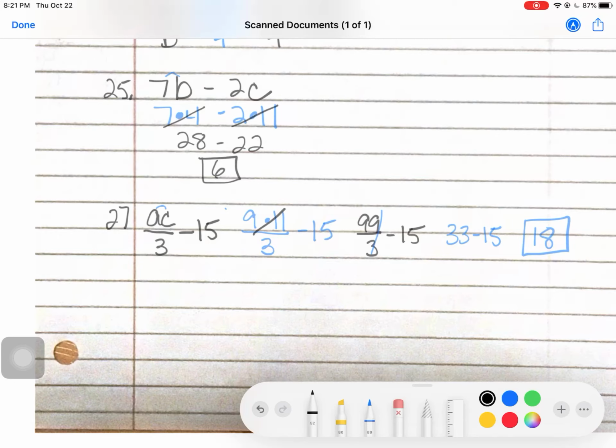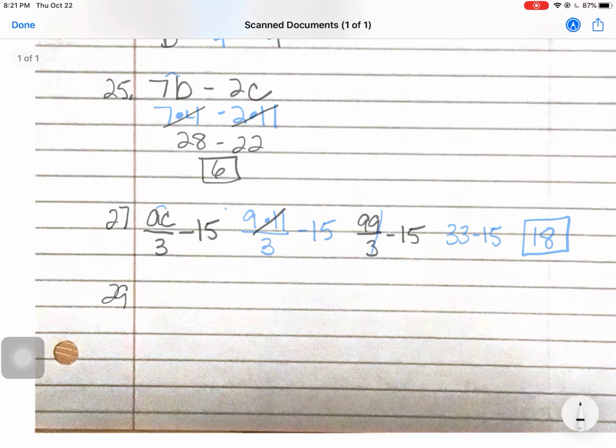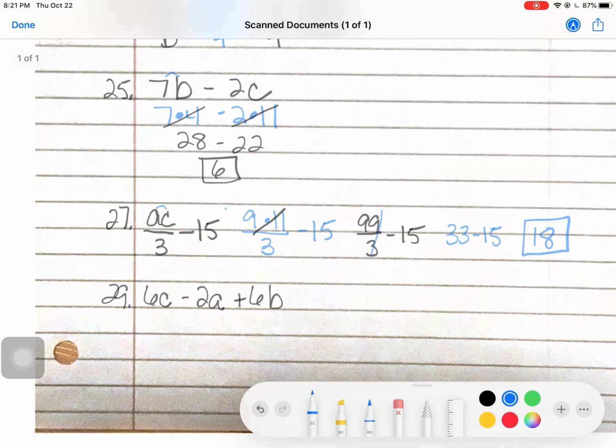Okay, number 29. Why don't you go ahead and put your answer in for number 29 before we run through it so that you can see if you just got it right before we even get there.